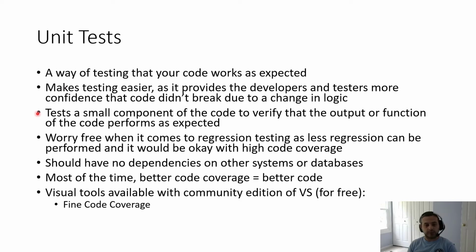I test a small component of the code to verify that the output or the function of the code performs as expected. So the key thing here is a small component. So really you should be writing a test for one function, not for multiple functions, but for one small function. So it gives you the worry-free ability when it comes to regression testing, as you're able to do less regression testing if you have high code coverage. Now you should still do regression testing, but with high code coverage, it gives you this worry-free ability.